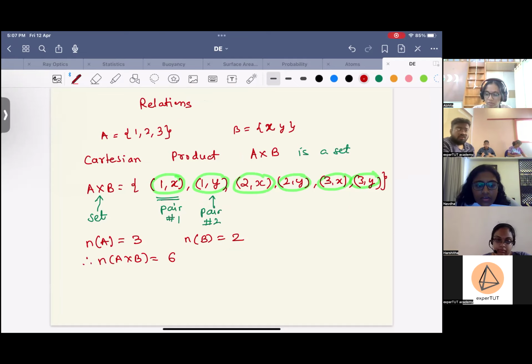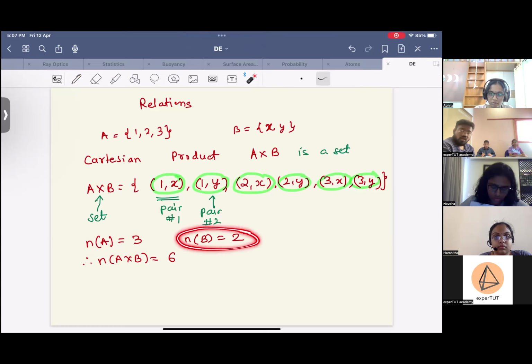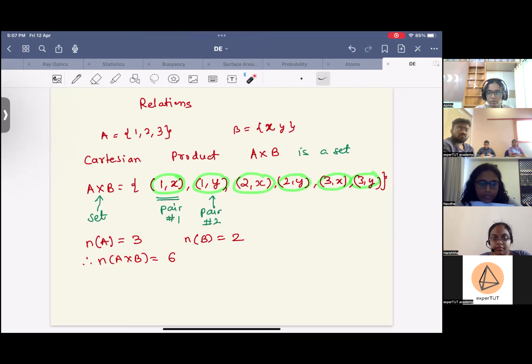I said N of A is number of elements in A is 3. Number of elements in set A is 3. Number of elements in set B is 2. And the number of elements in A cross B is 6, as you can see. Did you understand this? Yes, sir.